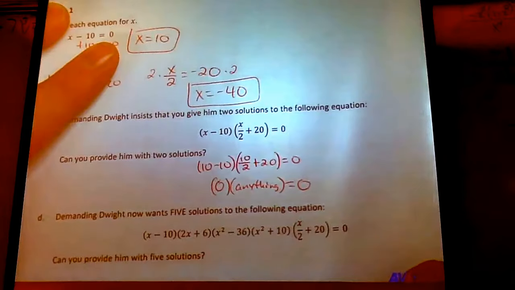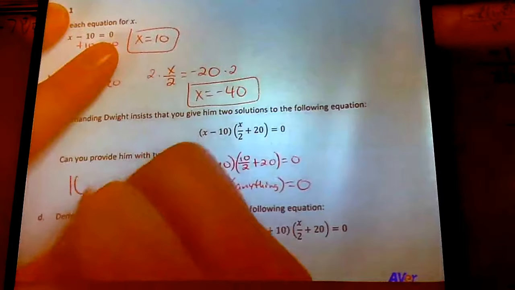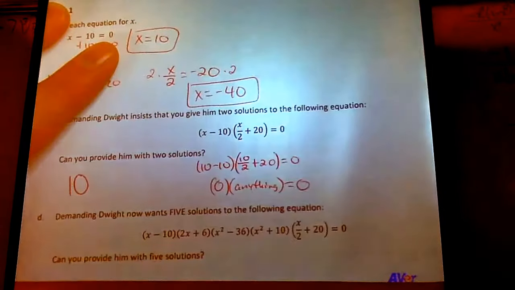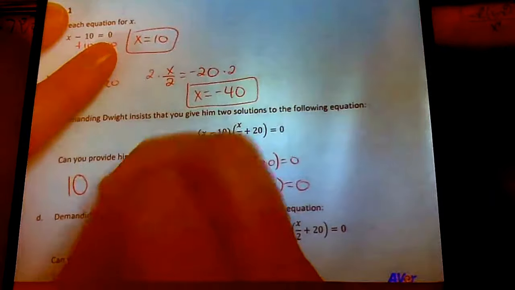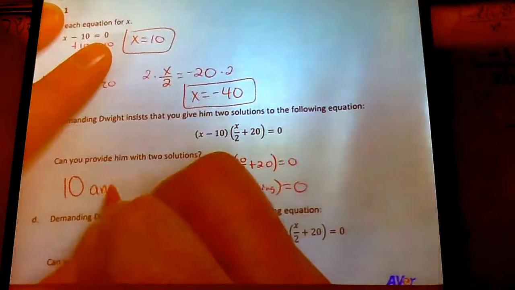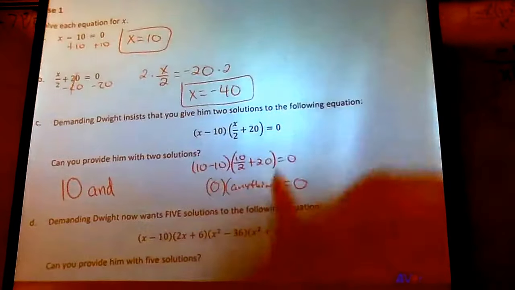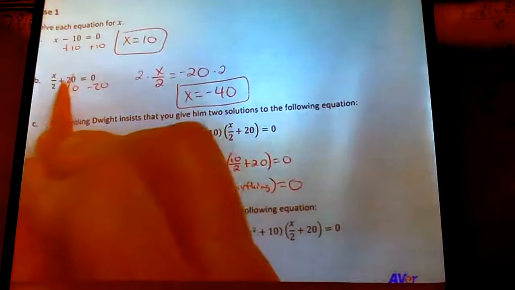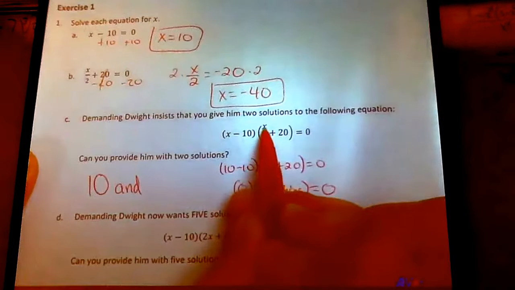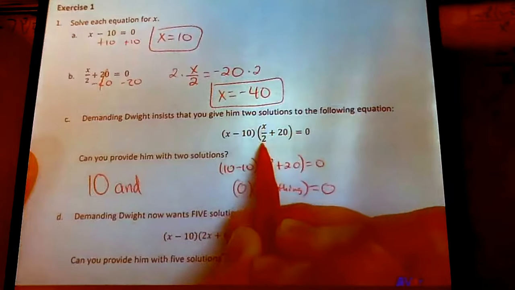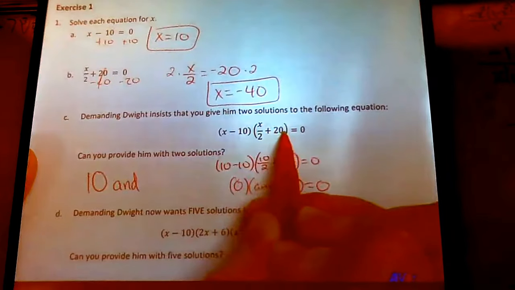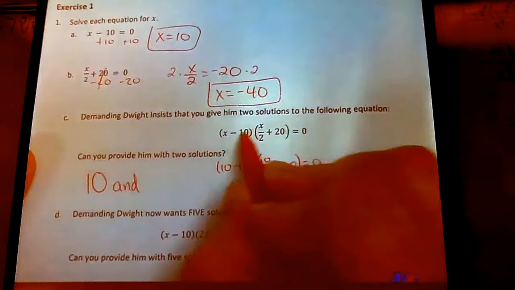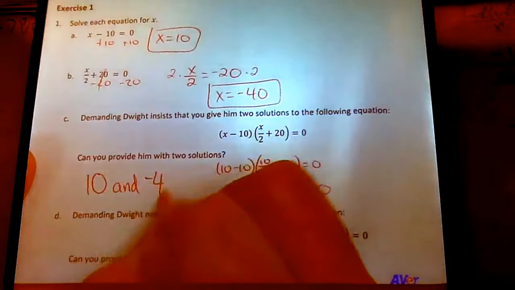Oh, that's smart. So isn't 10 a solution to this? Because if I get 0 right here, 0 times anything is 0. So it'd be 10 and 0? 10 is one solution. Or negative 40. Because this one we got negative 40, didn't we? Yes. If I put negative 40 right here, negative 40 divided by 2 is negative 20. Negative 20 plus 20 is 0. 0 times anything is 0. So it's 10 and negative 40.